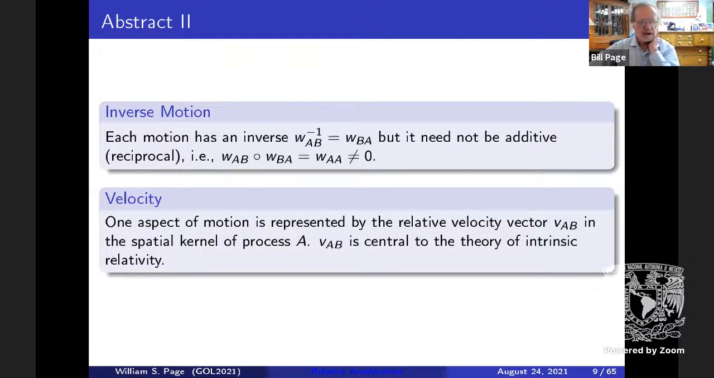There's also the question of reciprocity in relativity, in classical relativity. It's basically assumed that inverse motions are additive. That is, that you can subtract, that the velocity of A with respect to B is exactly equal to minus B with respect to A. But it turns out that that isn't the case.